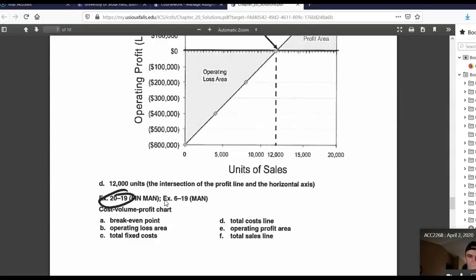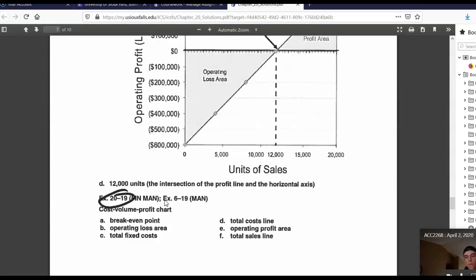Letter C, that's the total cost line. And I would tell you with letter C, I would say that's a mixed cost, right? That's a mixed cost type of scenario because it doesn't start at zero. It starts at 50,000 and goes up. So letter C is the actual total fixed costs, fixed.